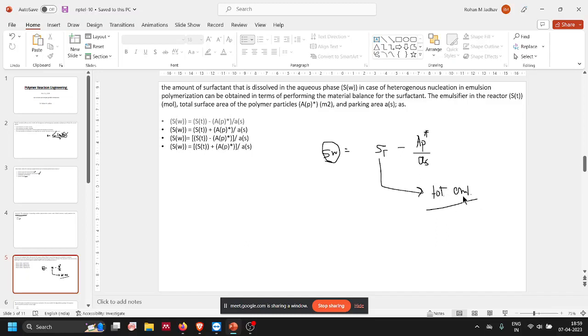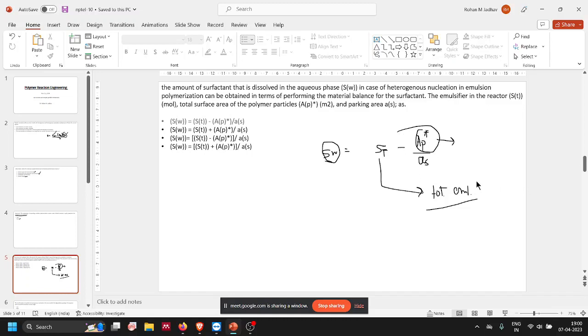Total amount of emulsifiers will be determining the amount of surfactant which is getting dissolved, and we are subtracting the total surface area of the polymer particles. So emulsifiers will be covering the surface area of the polymer particles. The greater the surface area, the more emulsifiers will be spread around on the large surface area of the polymer particles.